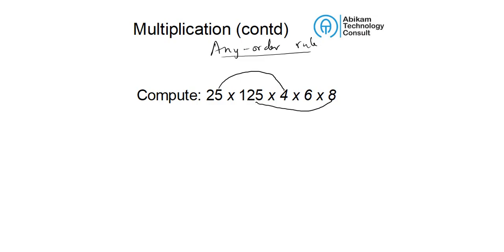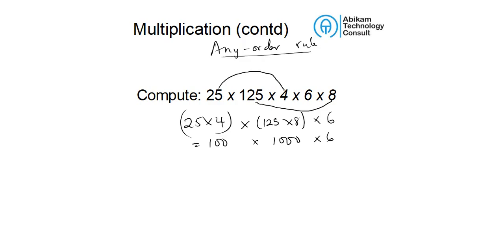So when you arrange them in that manner, we can say 25 times 4, multiplied by 125 times 8, multiplied by 6. So we have 100 here, we have 1000 here, and we have 6 here. 100 times 1000 is 100,000, multiplied by 6, that's 600,000. You can see how easy it is. So that is the approach we would like to be using.